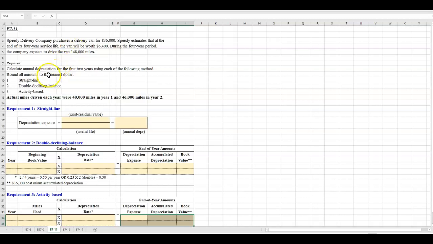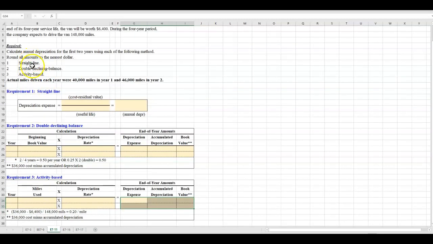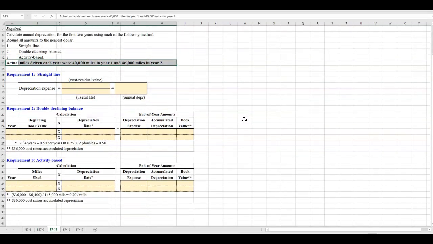We want to calculate annual depreciation for the first 2 years using 3 different methods: straight line, double declining balance, and activity based. And it also tells us how many actual miles were driven in year 1 and year 2. We will need that for activity based.